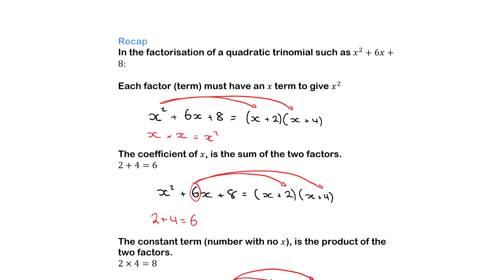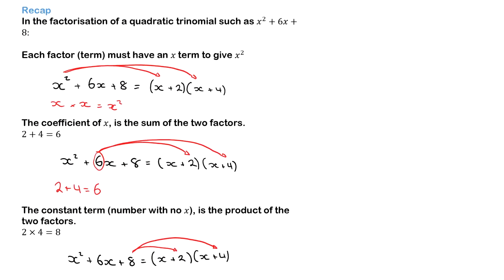So to recap, remember when you're factorizing the quadratic, you need your front numbers first. So when we have x squared, we have 2 x's at least. Remember, your middle term is that sum, and your end term, the constant, is the times.